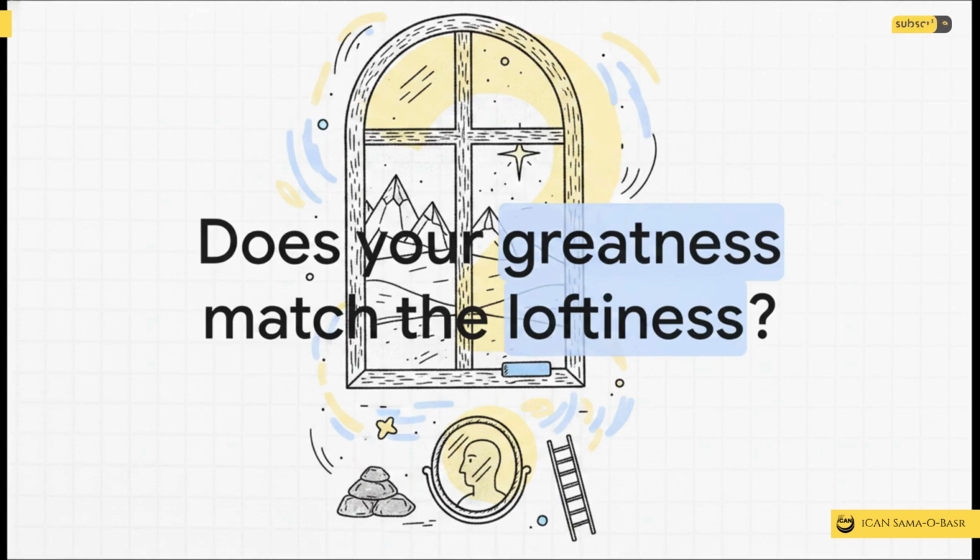Now I want you to look in the mirror. Does your greatness actually match the loftiness of your vision? Are you, deep down, actually willing to pay the price? Take some serious time to truly answer that for yourself.